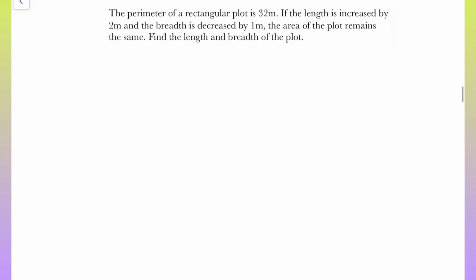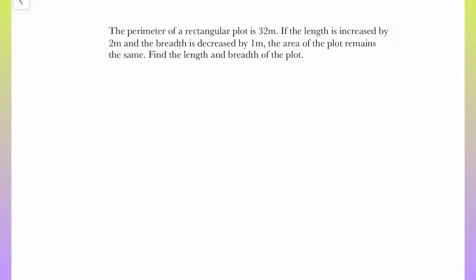Next, the perimeter of a rectangular plot is 32 meters. So in this case it is speaking about a rectangle, right? For a rectangle, two dimensions will be there, that is length and breadth. So that is the reason I am not going to change any other alphabets to x and y, just L and B only I will continue. If you want, you can take length as x and breadth as y, no problem at all.